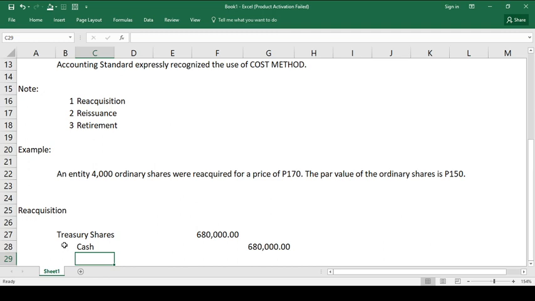Okay? So, ibig sabihin, on the reacquisition, the entity reacquired the shares na inisyo niya before. That is reacquisition. Parang binabawi mo siya. But you are not canceling that issued share. In layman's term, parang binabawi mo yung shares na inisyo mo na before and then nire-reacquire mo. Okay? That's reacquisition of treasury shares.